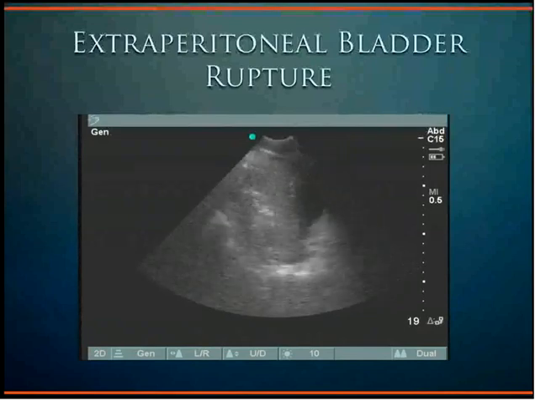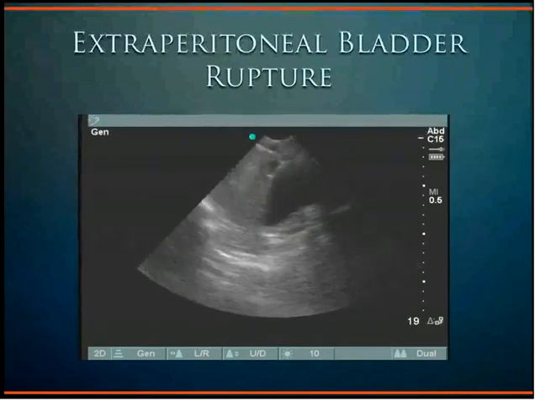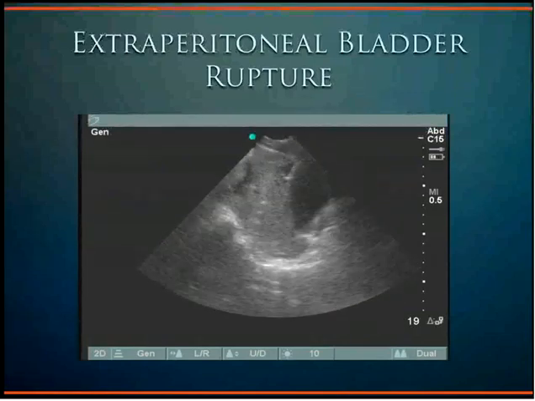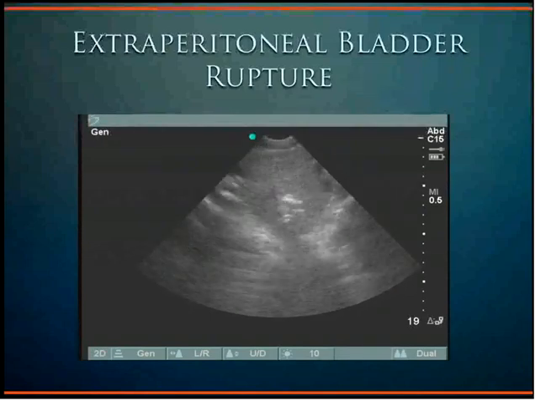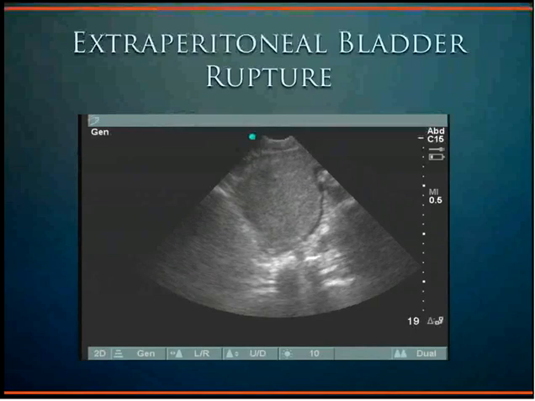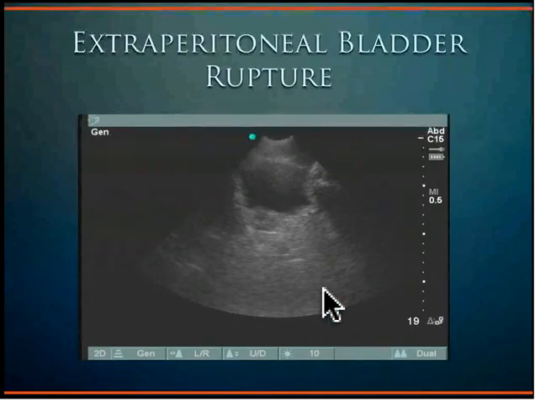This is a 52-year-old male who crashed his motorcycle on the freeway and had severe pelvic pain. He denied any abdominal pain and had a negative FAST exam for intraperitoneal blood. He had the continuous need to void but was unable to empty his bladder from his perspective. This is an extravesicular isoechoic structure seen here.